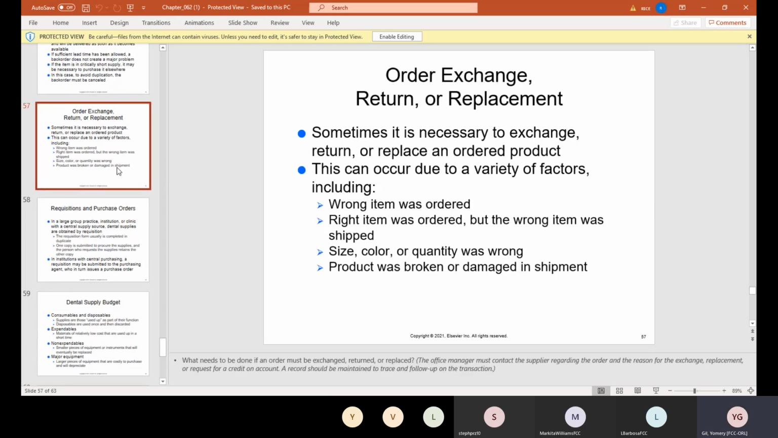Order exchange, return, or replacement. Sometimes it's necessary to exchange, return, or replace an order product. This can occur due to a variety of factors, including the wrong item was ordered, the right item was ordered but the wrong one shipped, the size, the color, or the quantity was wrong, or the product was broken or damaged in the shipment.